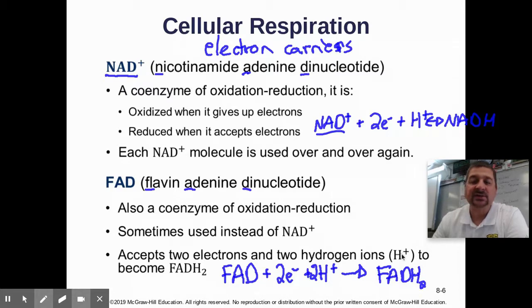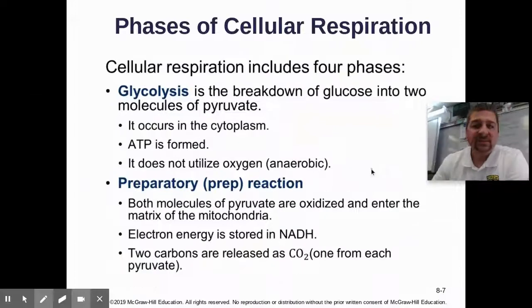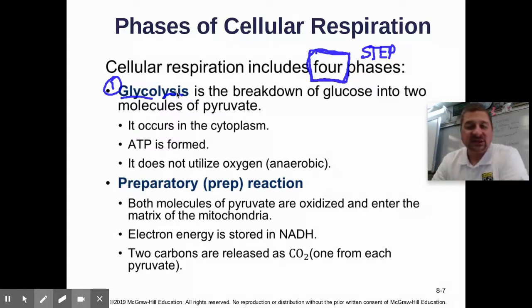That's why that has 2 hydrogens. Finally, just an overview of the steps. Sometimes your book will break it into 4 phases or 4 steps for the complete breakdown of glucose. It starts with step 1, just like the name sounds: glyco, which means sugar, lysis, which means chop. So we're going to take glucose and break it into 2.